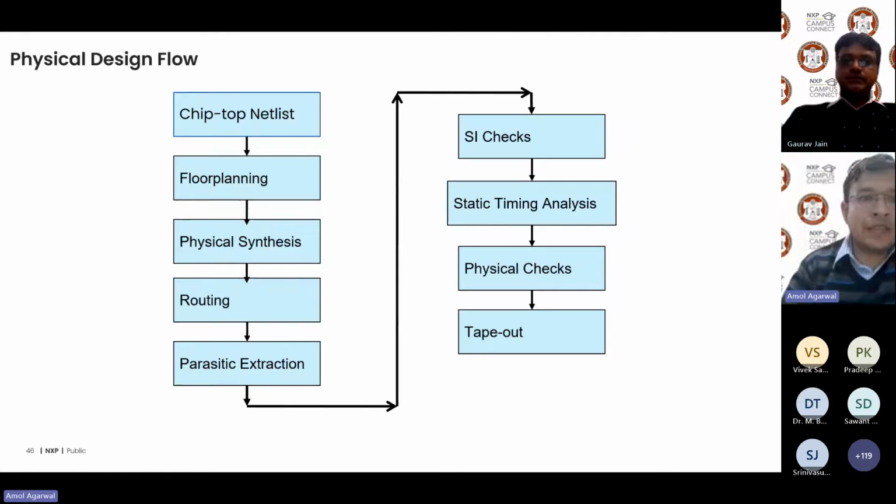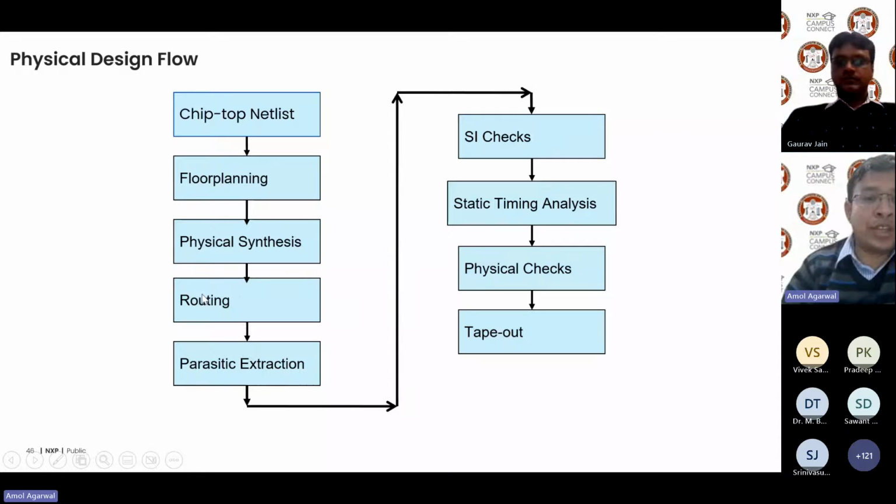So let's start with the physical design flow. Physical design flow in itself is basically a sum of multiple steps. You would first have your chip top netlist. You convert your RTL into logic gates, and then on that netlist you do the floor planning. Then you do the physical synthesis. Physical synthesis means that all your net delays and those things will come into picture.